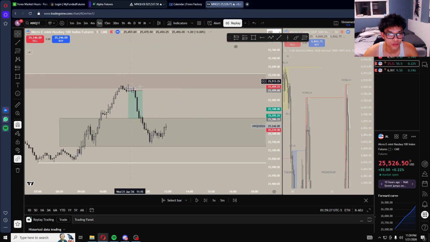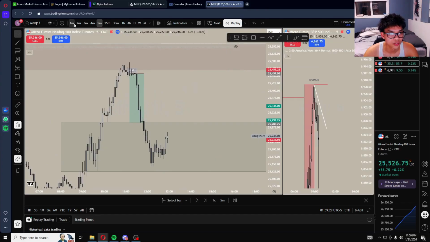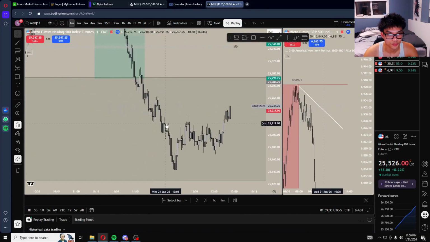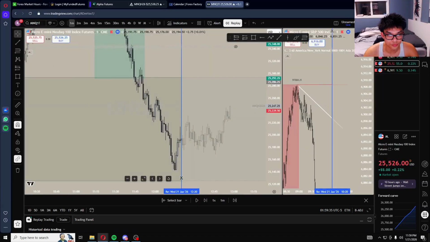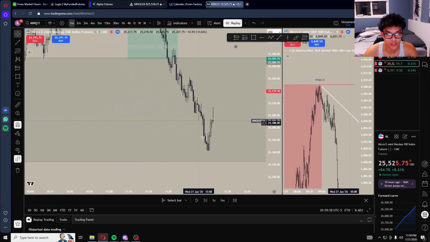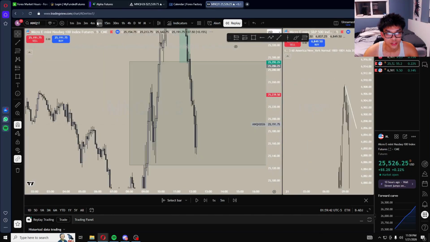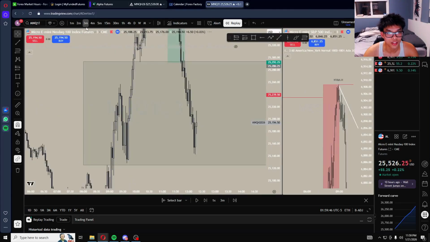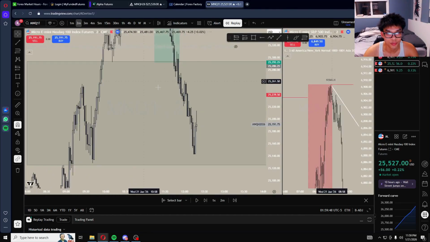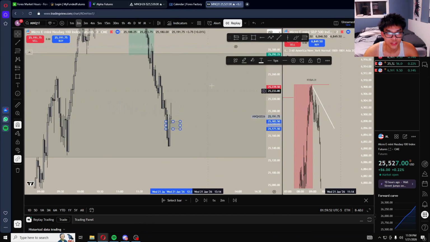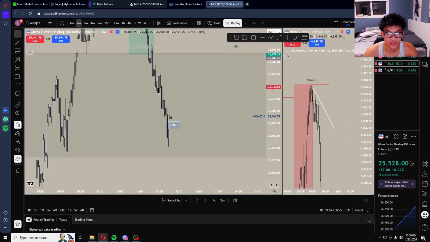And then if we go to the 5, wait, let's see. Boom, this is the manipulation leg, I guess you can say. There's no 5 minute. We're not gonna look at the 4 because it's not letting us. There's no 3, but there is a 2-minute gap. You could have inversed here. Now, why would you take this trade?